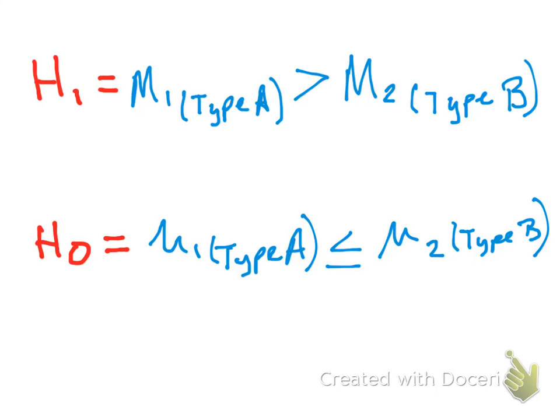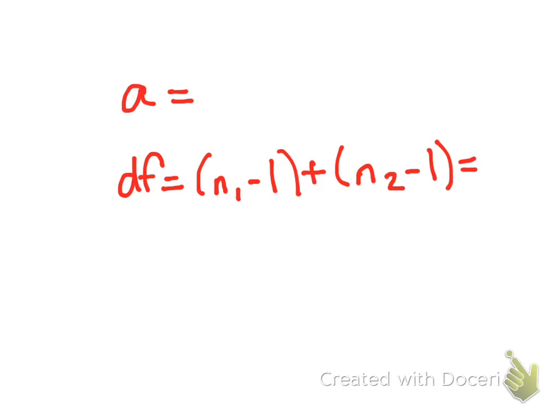All right, very good. Now I need to find my critical value. To do that, we're going to need our alpha value. We said that's 0.05. And we're going to calculate the total degrees of freedom: n1 minus 1 plus n2 minus 1. So in this case, that's going to make our total degrees of freedom 14.